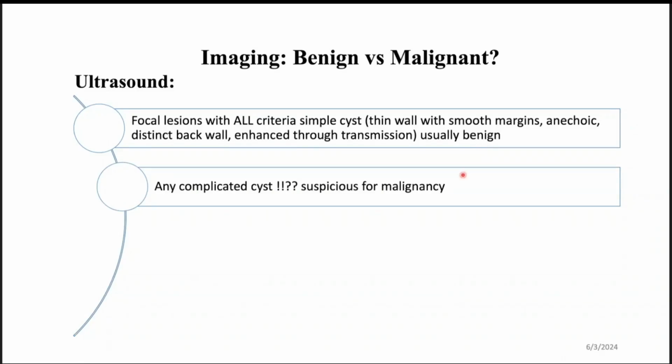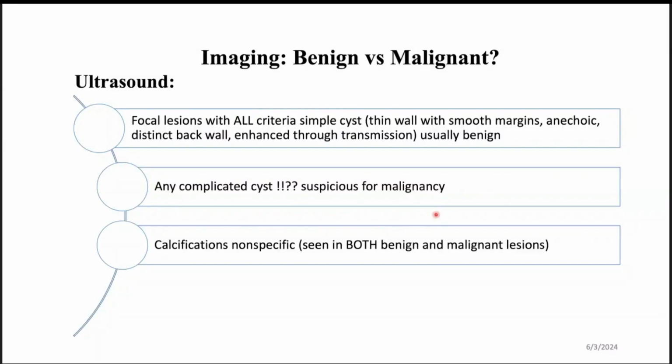Once the cyst becomes more complicated, meaning it has large septation, it has a nodular component, it has internal flow, these are features of suspicion for malignancy.